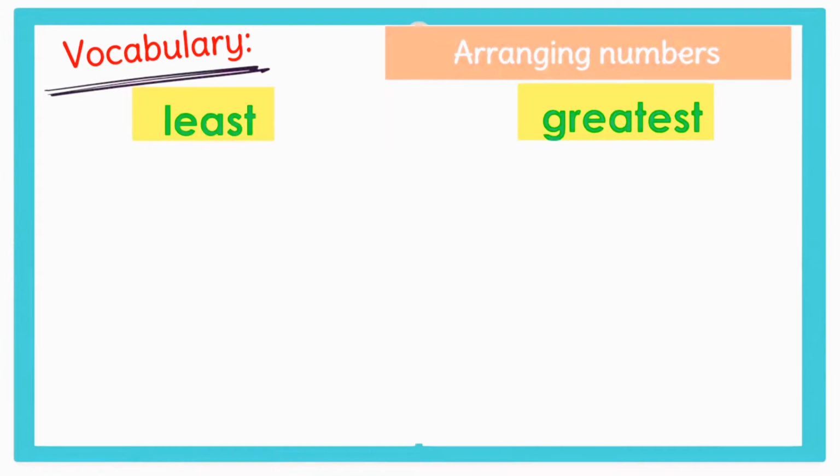Least, or the other word for that is smallest. It means it is the smallest number among the other numbers. Next, greatest, or the other word for that is biggest. It is the biggest number among the other numbers.